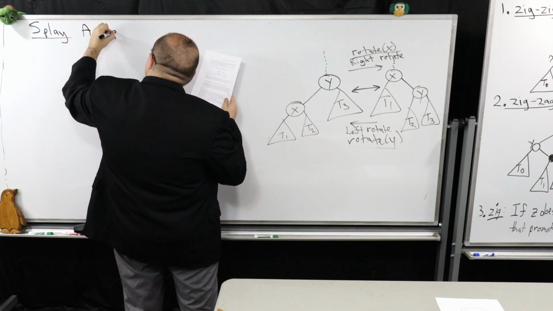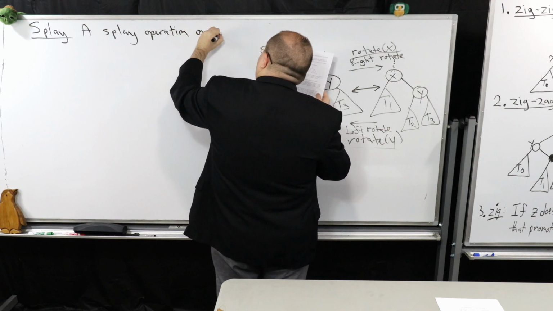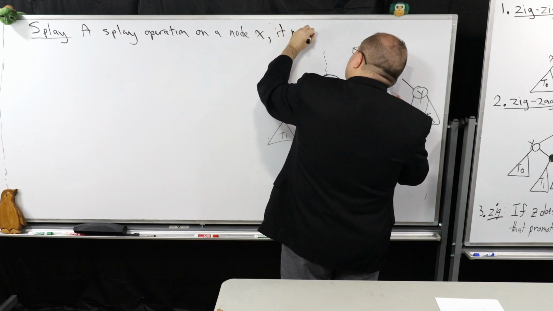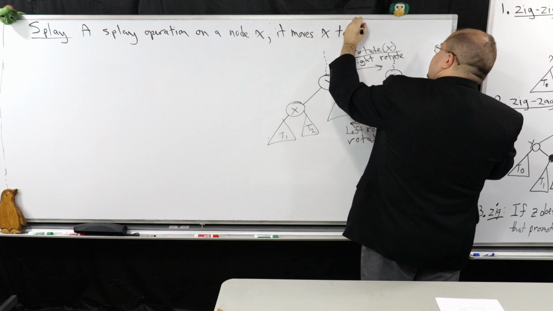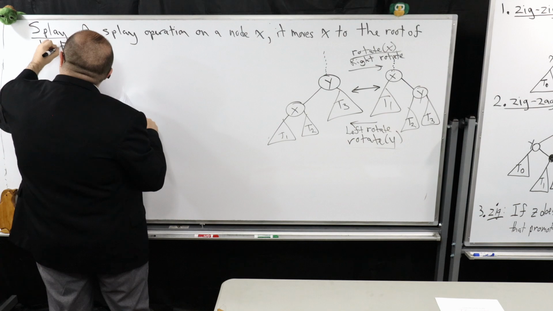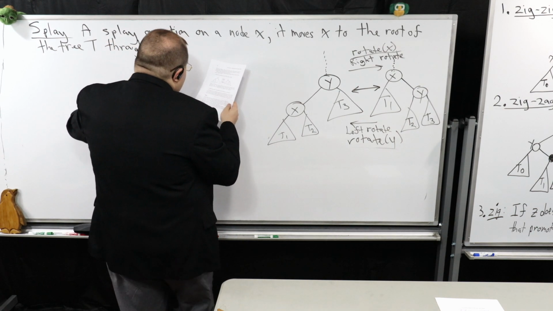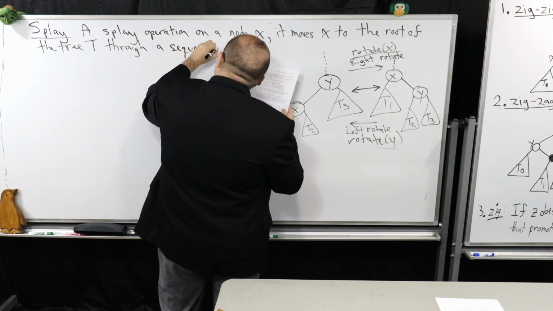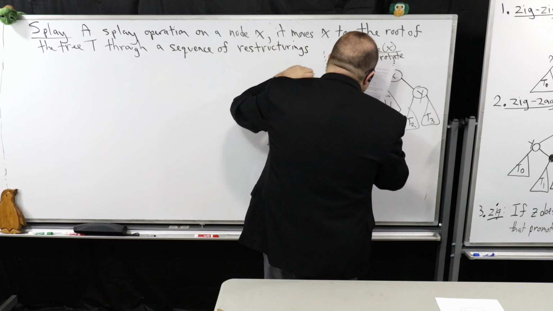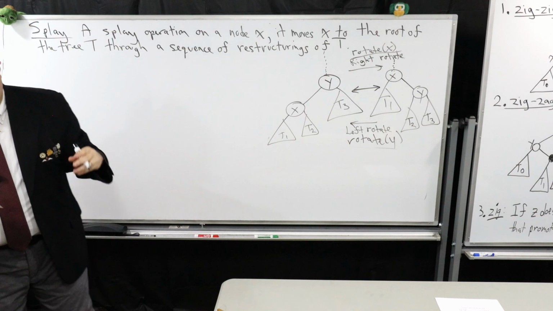So a splay operation on a node X. So if I pick some node X, it moves X to the root of the tree T, through a sequence of restructurings of T. And we're going to use rotations to accomplish this.